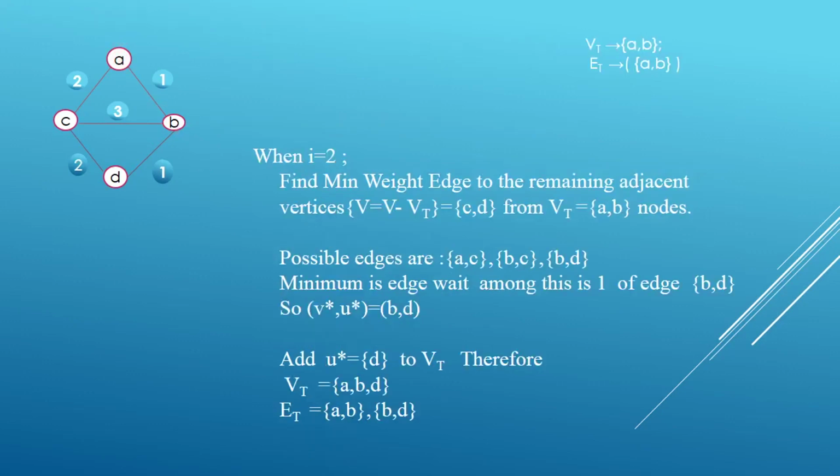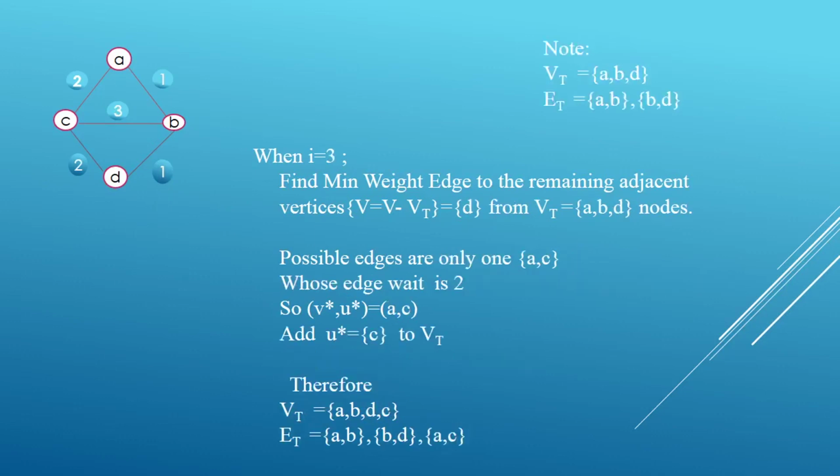In the second iteration, we find the minimum weightage to the remaining vertices C, D from VT nodes. VT right now contains A and B. The possible edges from A and B to C, D are AC, BC, BD, out of which BD gives the minimum weight. So we can add vertex D to the VT set and edge BD to the edge set ET.